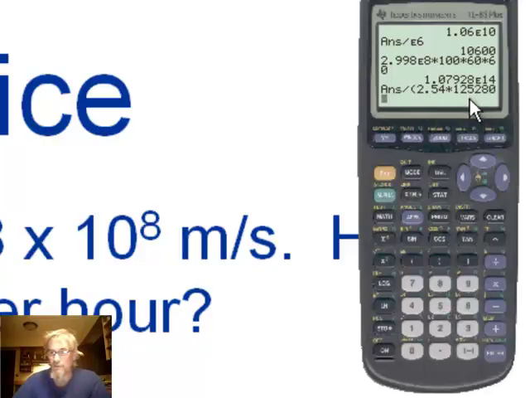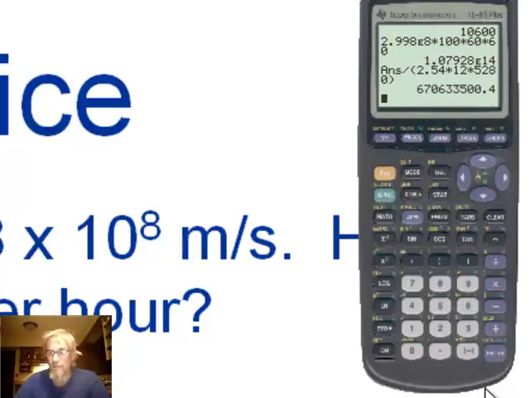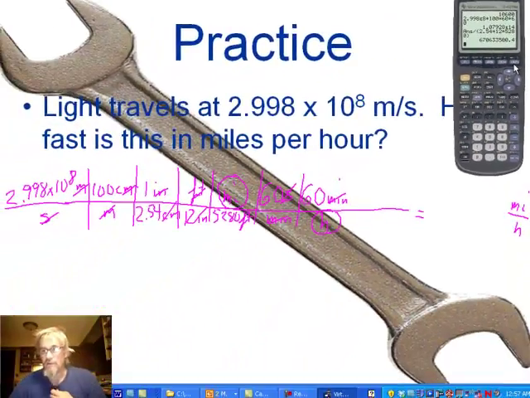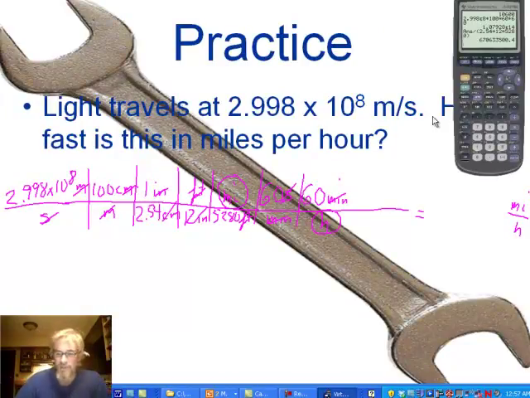Oops, I think I missed a times there. Times 5,280. Close my parenthesis, hit enter. Okay, here's my answer. It's a pretty large number. I'm not going to bother to write it down, but whatever that is, some millions of miles per hour. You get the idea of how to do this.